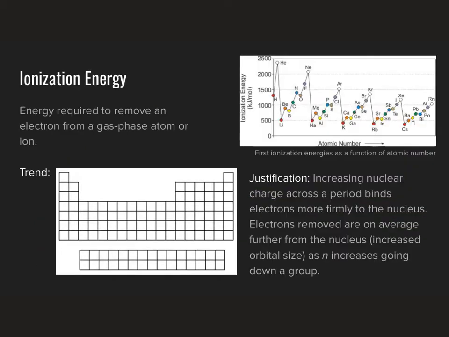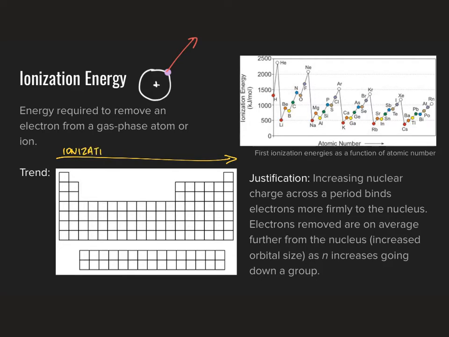Now that we've had a look at the trend for atomic radius, it's time to move on next to our trend for ionization energy. Recall from last year, we defined ionization energy as the work required, or the amount of energy required, to remove an electron from a gas phase atom or an ion. And in general, the trend for ionization energy as we move from left to right across the periodic table is that the ionization energy of the elements tends to increase.